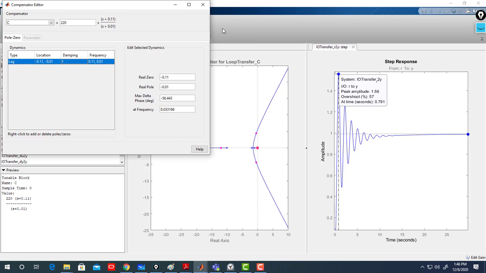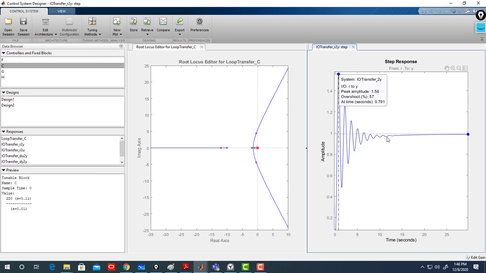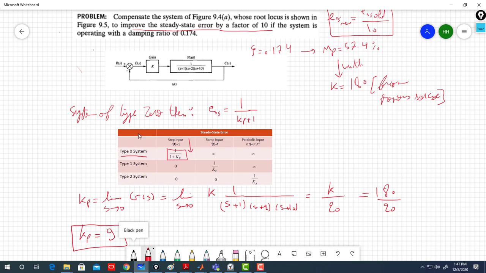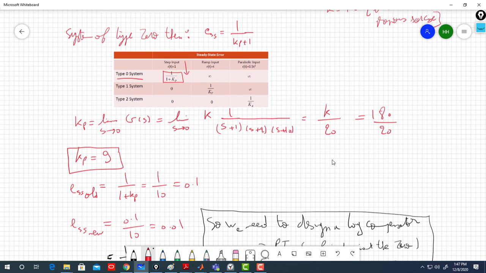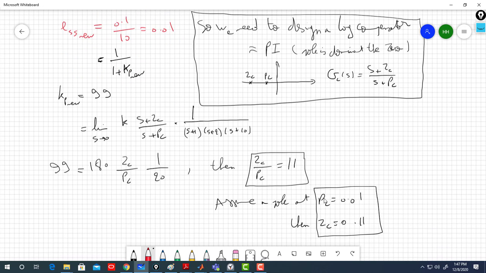So when the gain K is 220, I get this compensator. Okay, this compensator helps me reduce the steady state error by a factor of 10 while keeping the overshoot as required, 57%. So I put a gain of 220. So my system as a whole becomes 220 times a controller (S plus ZC) over (S plus PC), where ZC and PC equal those values.